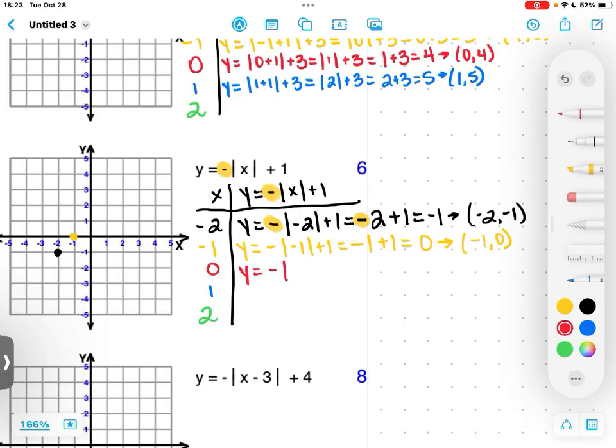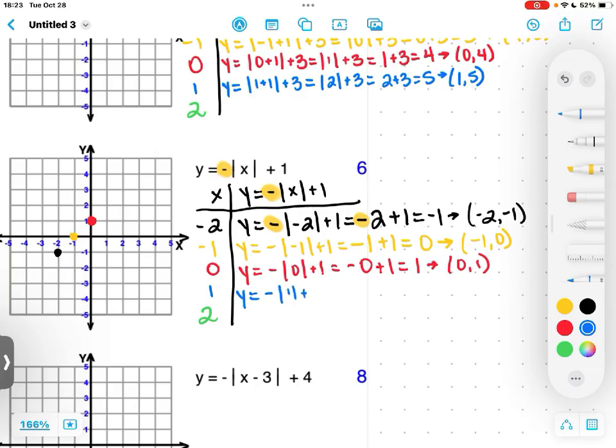Y equals, same ordeal, 0 plus 1 equals. Well, -0 is just going to be 0, nothing fancy. -0 is just a 0. 0 plus 1 is a +1. That makes the point 0, 1, which is right there. Keep on going. I haven't hit a vertex yet, and that's just because it hasn't gone in any other direction besides up, so I'm just going to keep going.